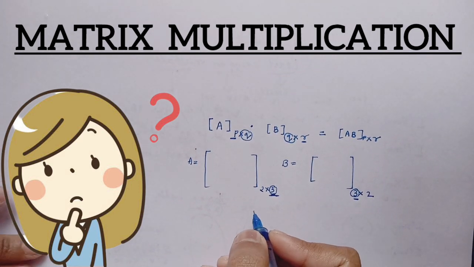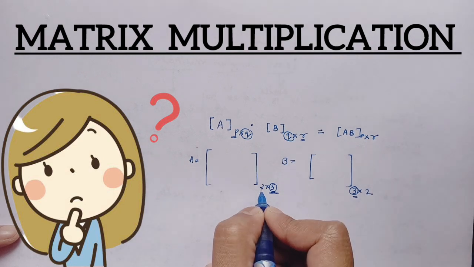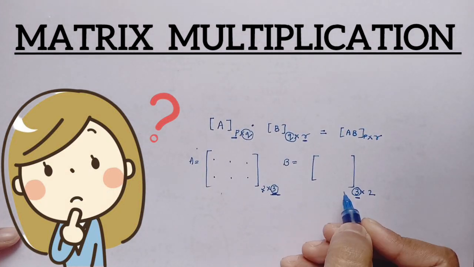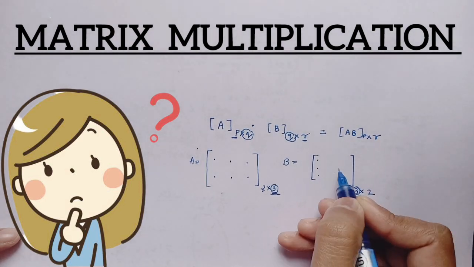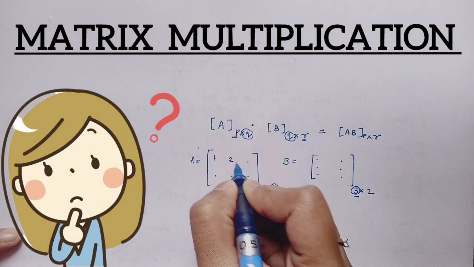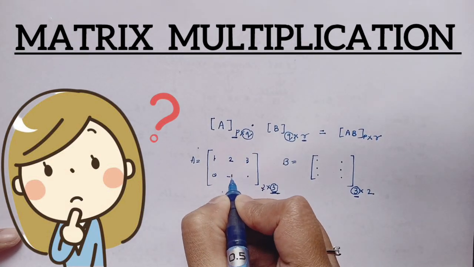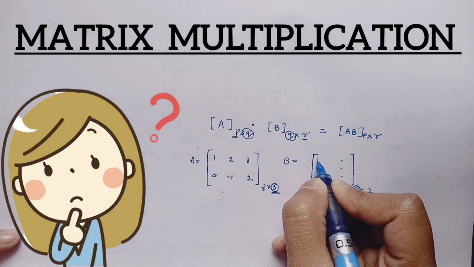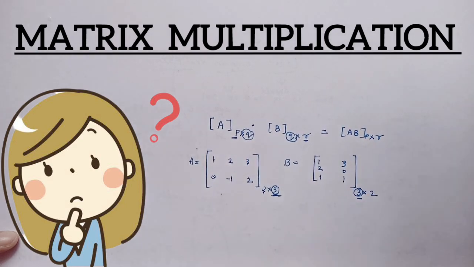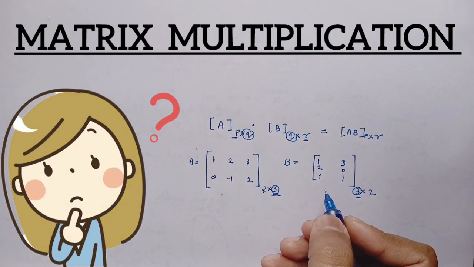So I am just filling the elements. 2 rows and 3 columns. 2 rows and 3 columns. 3 rows, 1 2 3 and 2 columns, like this. So I am just keeping the values 1 2 3 0 minus 1 2 1 2 1 3 0 1. So I got the elements. I just took any example.